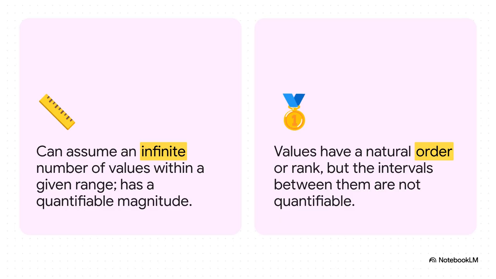On one side, we have continuous variables. Think about things you can measure precisely: height, weight, temperature, you name it. The key is that the gap between 5 feet and 6 feet is the exact same as the gap between 6 feet and 7 feet. On the other side, we have ordinal variables. This is all about ranking: good, better, best. You know that best is more than better, but by how much exactly? You can't really say. That difference is absolutely crucial.